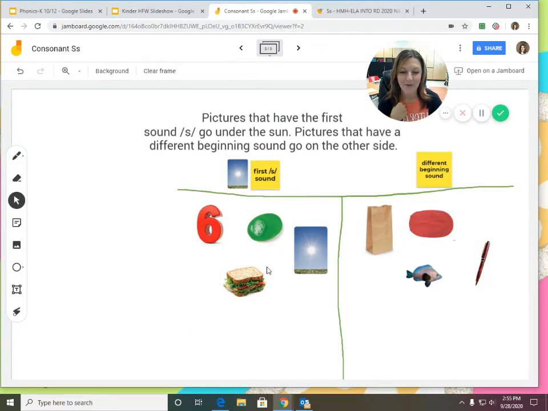So today we were able to take pictures that were on cards, and we were able to listen to the sound at the beginning, and we were able to put those together that matched the consonant S sound. And then we were able to put the other sounds in a different pile that did not make the S sound. Great work today, kindergarten.